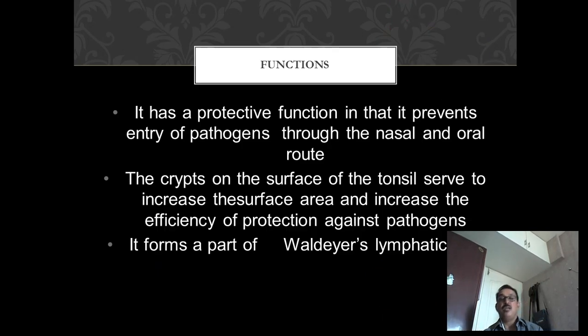Function: it has a protective function in that it prevents entry of pathogens through the nose and the oral route. The crypts on the surface of the tonsils serve to increase the surface area and increase the efficacy of the immune response.